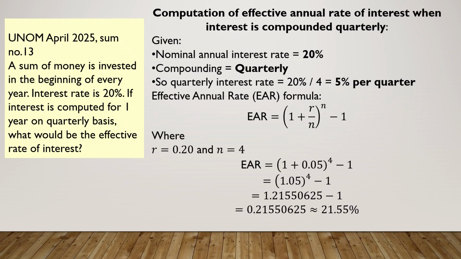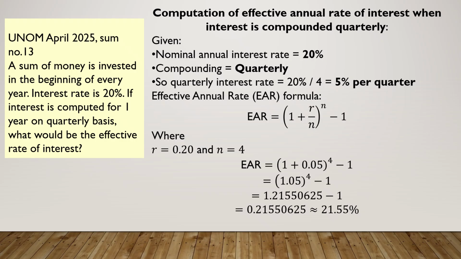10 marks. Then this is the question asked in April 2025 question paper, sum number 13, which means 5 marks question. A sum of money is invested in the beginning of every year. Interest rate is 20%. If interest is computed for first year on quarterly basis, what would be the effective rate of interest? Here the question is effective rate of interest. There is a formula for finding effective rate of interest. The formula is 1 plus r by n to the power of n minus 1. Here the n is 4. Why is it 4?